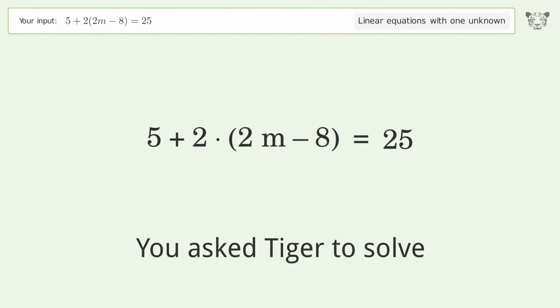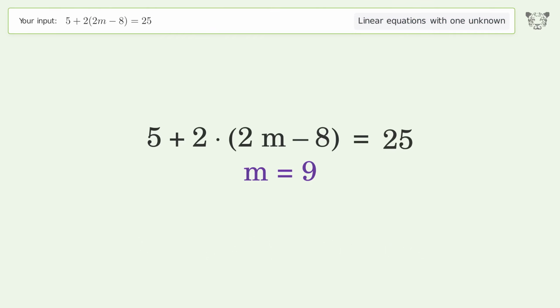You ask Tiger to solve. This deals with linear equations with one unknown. The final result is m equals 9. Let's solve it step by step.